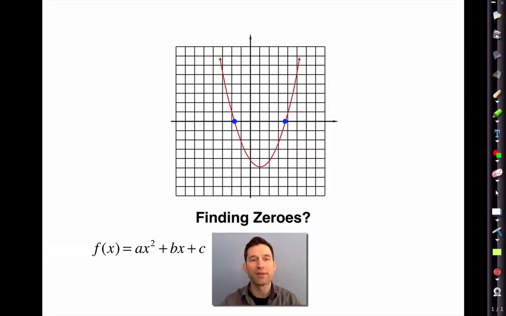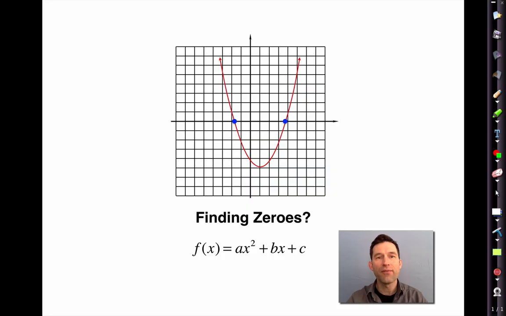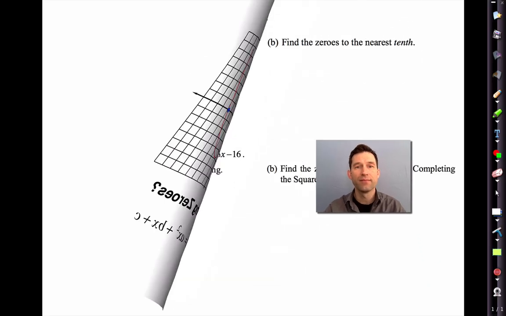It all kind of depends, especially if the function is written in that standard form, ax squared plus bx plus c. Now we're going to be looking at how we can find the zeros, not by factoring and using the zero product law, but by using the method of completing the square, which we learned earlier in the course. Let's get right into our first exercise.